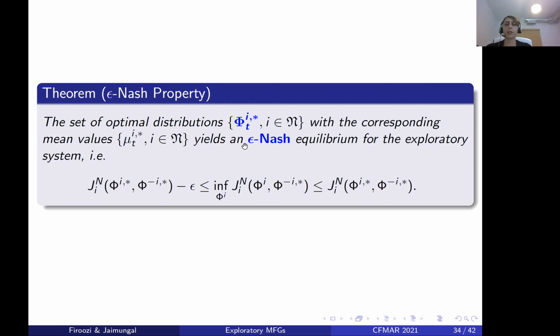The set of action distributions that we have obtained gives an epsilon-Nash equilibrium for the exploratory system. More precisely, if an agent unilaterally deviates from this set of strategies, it can at most benefit by epsilon. And in this case, epsilon is inversely proportional to the square root of n. So the larger the number of agents, the better this approximation is.